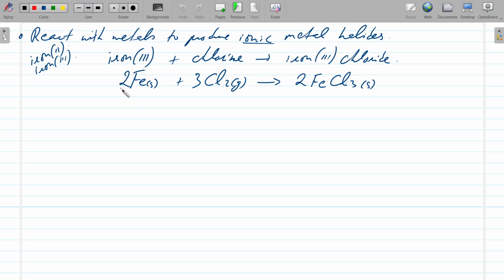So the balanced reaction for that is: we've got two atoms of iron reacting with three molecules of chlorine to give you two molecules of iron(III) chloride. That is the review of chapter 9 that we've done so far.